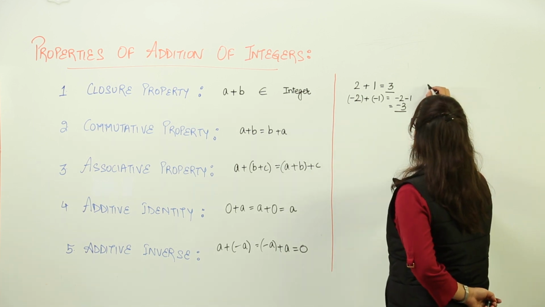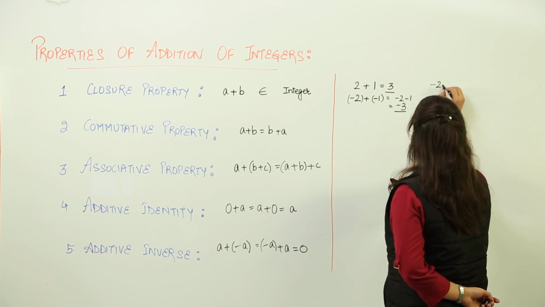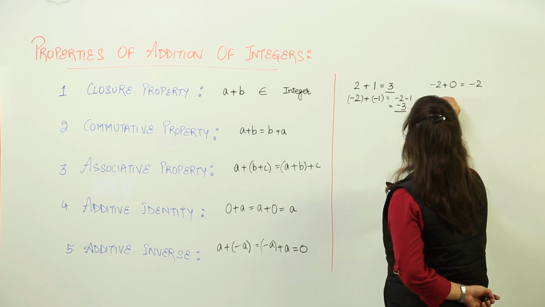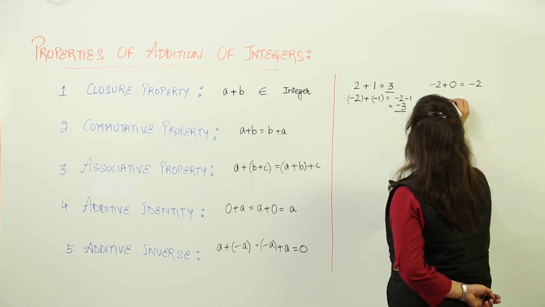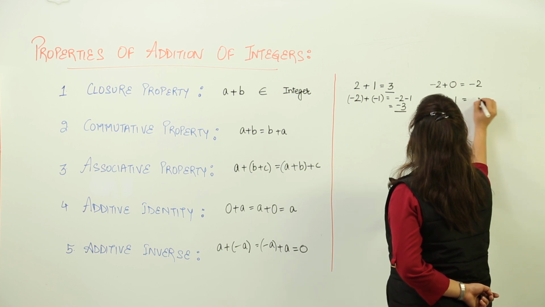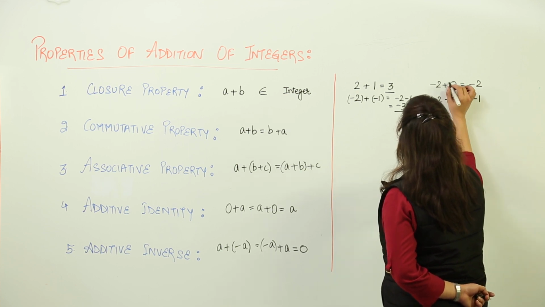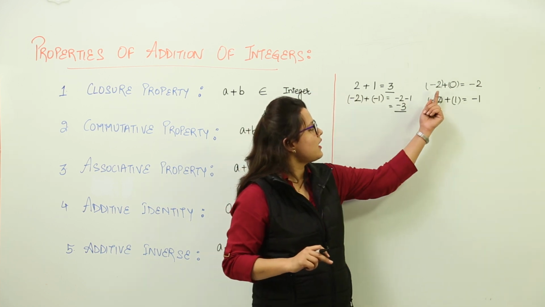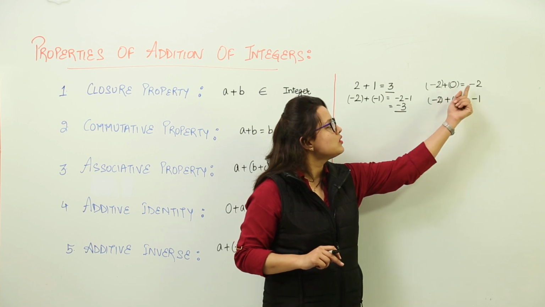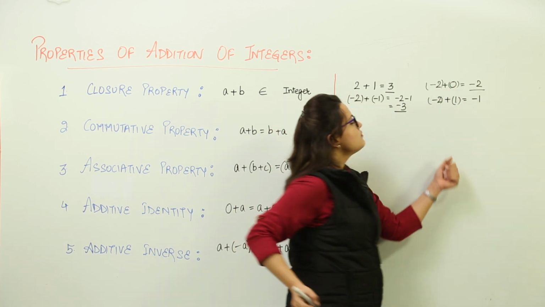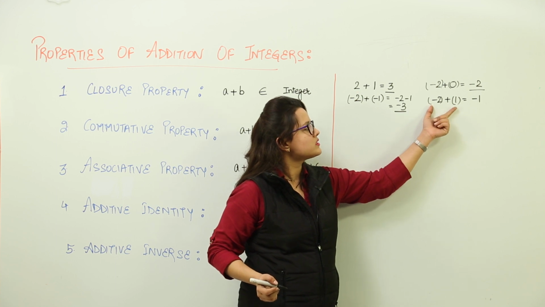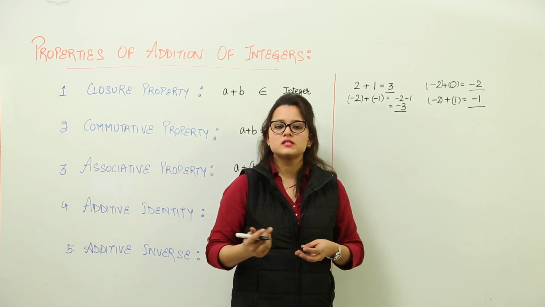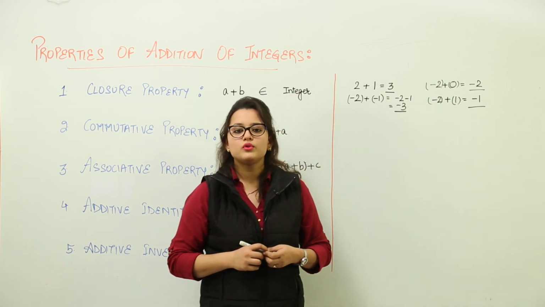We can have different examples. Let's say minus 2 plus 0, you would get minus 2. If you add minus 2 plus 1, you would get minus 1. Now please pay attention, you are adding two integers. Here I have added a negative integer with 0, I got a negative integer. I added a negative integer with a positive integer, I got a negative integer. So these are the various cases possible for addition of two integers.